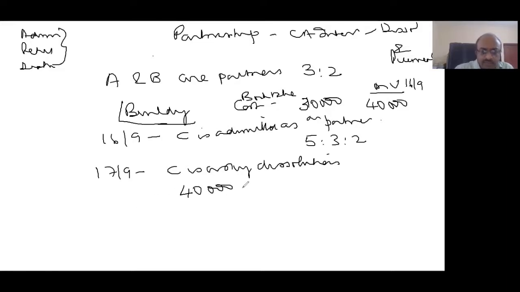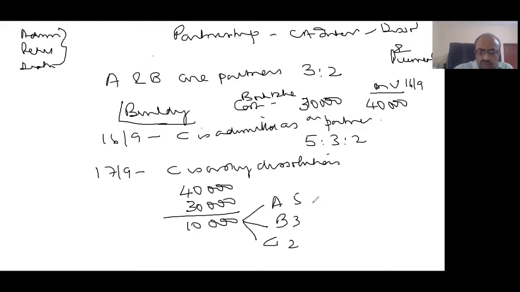And the book value is 30,000. So you make an extra profit of 10,000. Now because C is also there, this will be divided amongst A, B, C in the ratio of 5:3:2. Therefore, A will get 5,000, B 3,000, C 2,000.